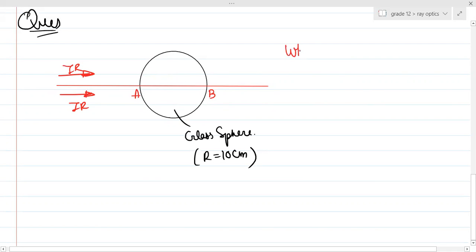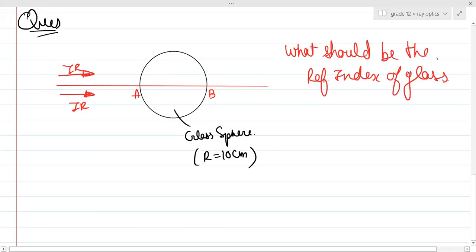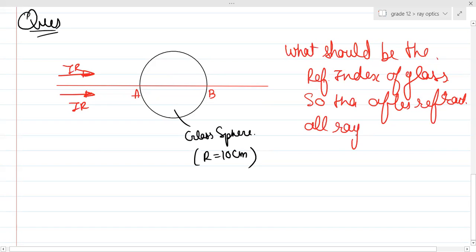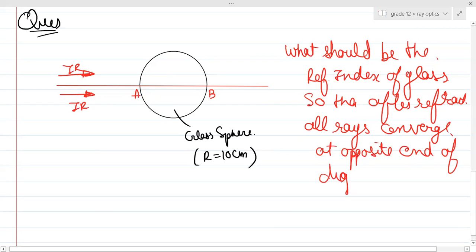Now the question is, what should be the refractive index of glass so that after refraction all rays converge at the opposite end of a diameter, basically B point. So basically, what do you want, guys?